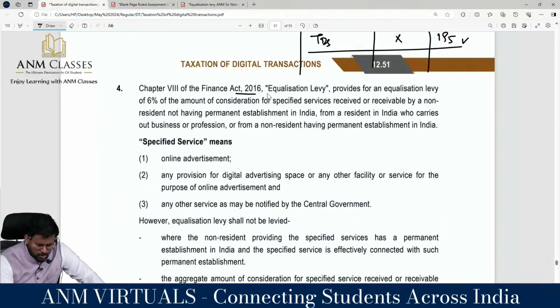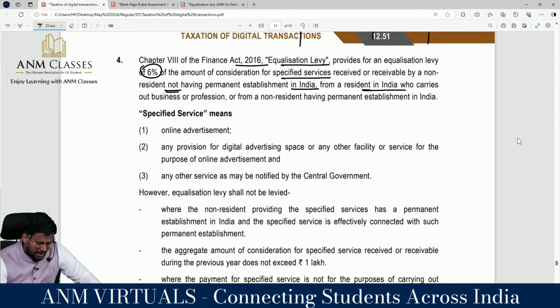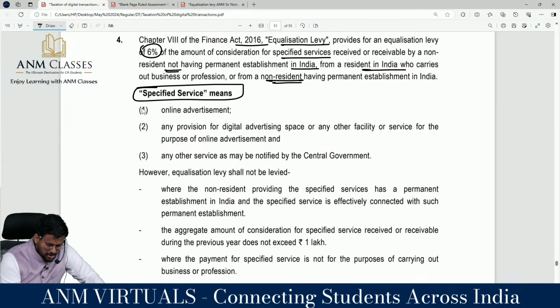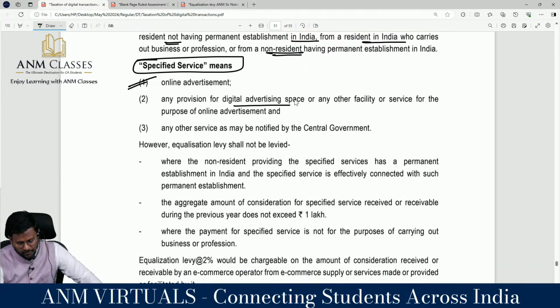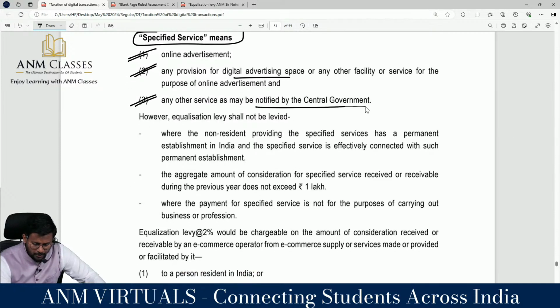Chapter 8 of Finance Act 2016, equalization levy provides for equalization levy of 6% of the amount of consideration for specified service received or receivable by a non-resident not having PE in India from a resident in India who carries out business or profession, or from a non-resident having permanent establishment in India. Specified services means online advertisement, any provision of digital advertisement space or any other facility or service for the purpose of online advertisement, any other service as may be notified by the central government.